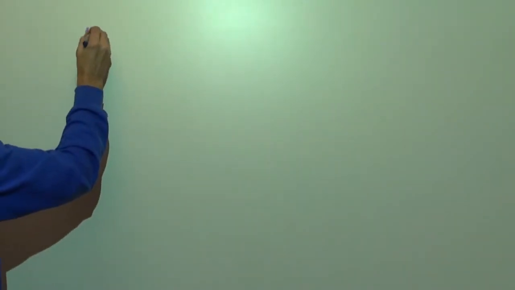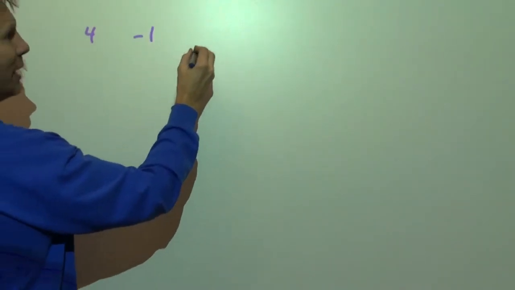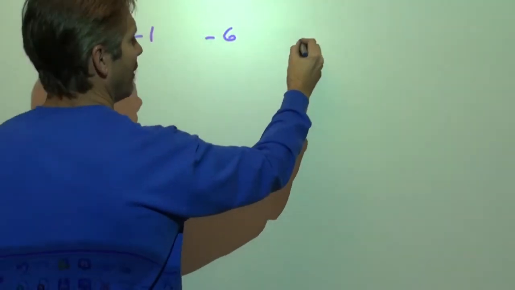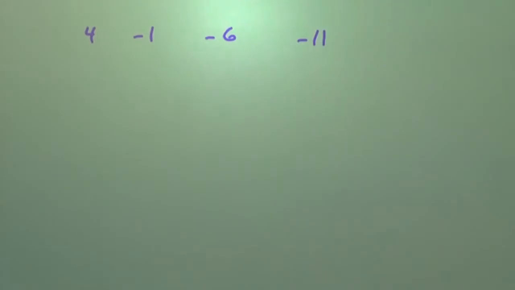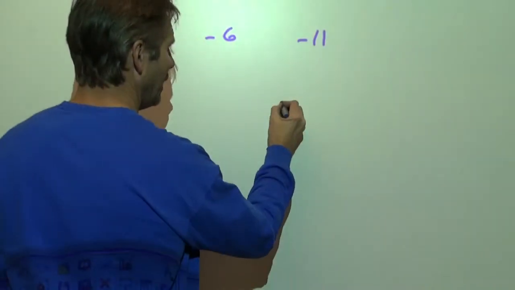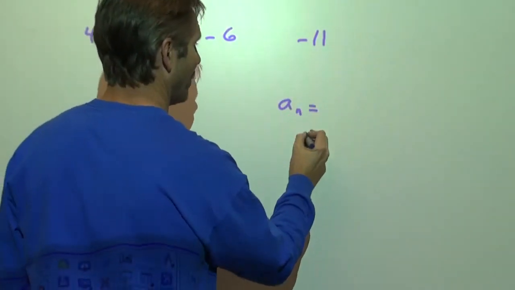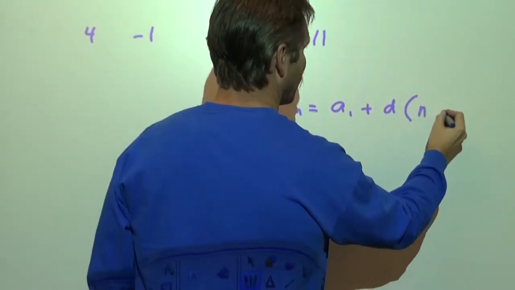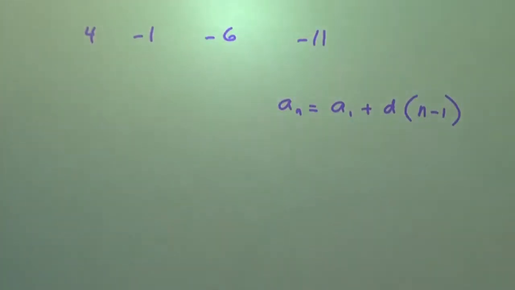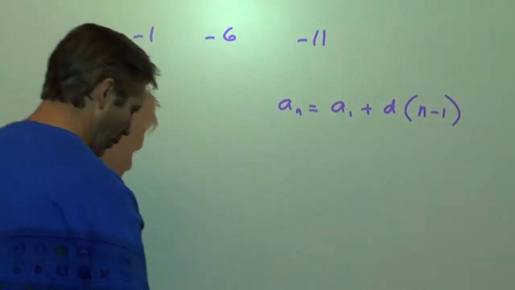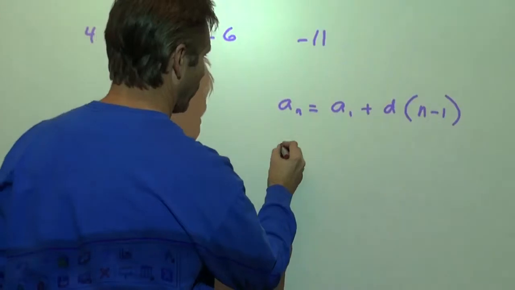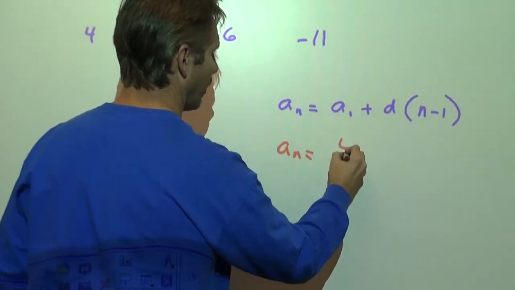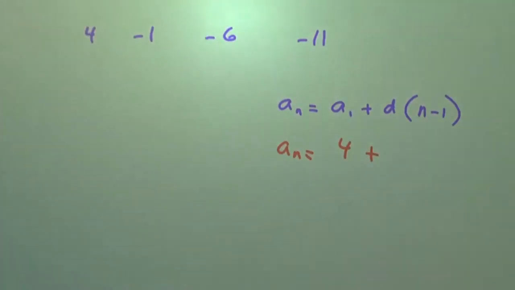Let's see how it might work if we said, all right, let's have a sequence where we start out with 4, the next term is -1, the next term is -6, and the next term is -11. Well, we're going to need a rule to find our nth term. It equals, let's write this up here again, the common difference times n minus 1 jumps. So we're going to start with the first term, which is 4. So we have a rule to find the nth term. It's going to be start with 4 plus, now what's our common difference?